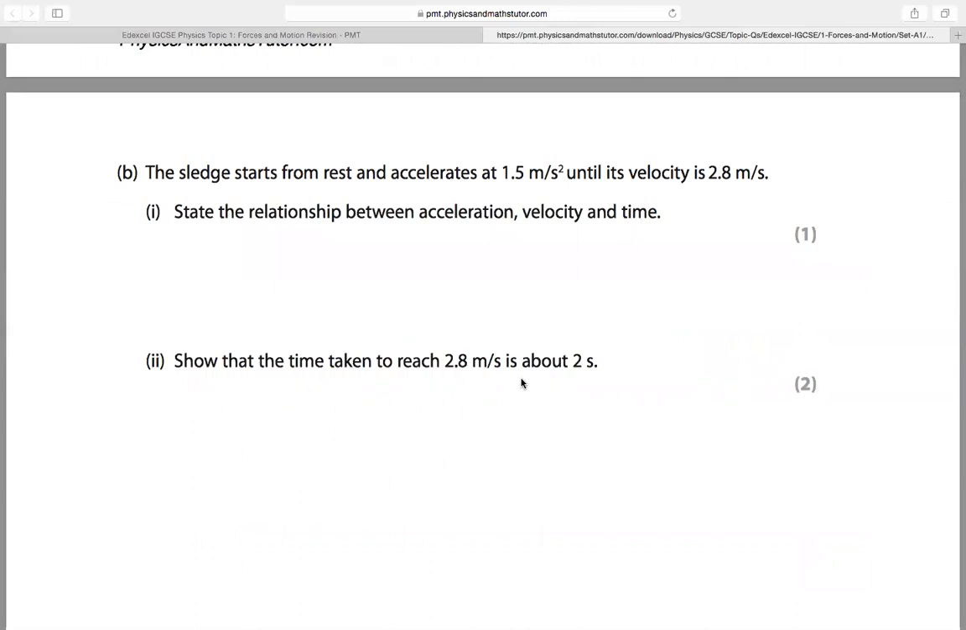The sledge starts from rest. So it starts from rest, 0, no acceleration, no velocity, nothing. And then it accelerates at 1.5 meter per second until its velocity is 2.8 meter per second.